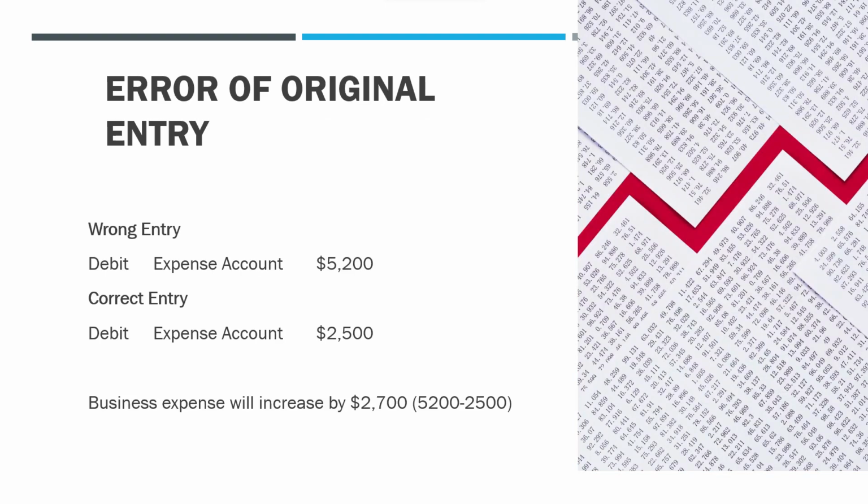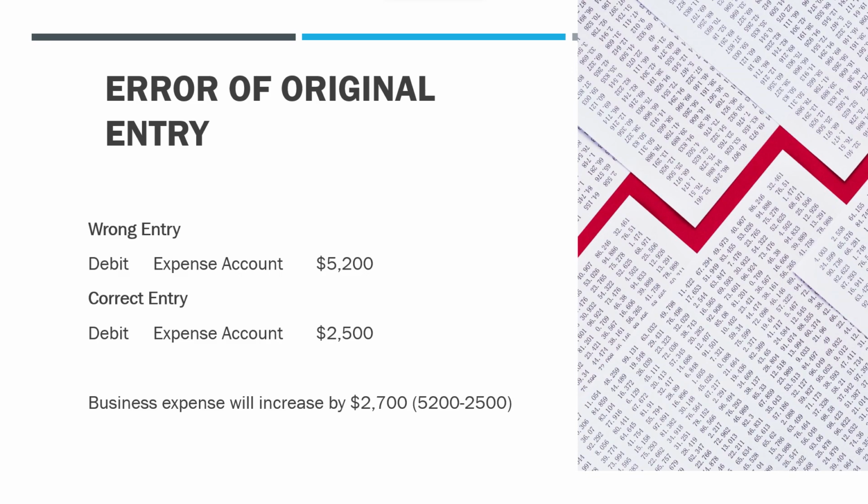Now let's look at an error of the original entry. This error occurs when an incorrect figure is posted to the relevant account. A perfect example is a transposition error where the figures aren't recorded in the right order. For example, instead of recording a business expense as $2,500, it is mistakenly recorded as $5,200.